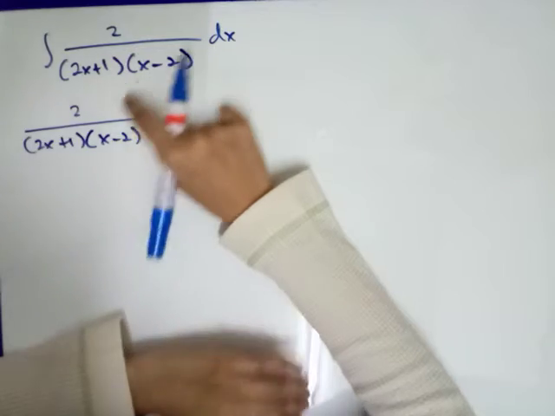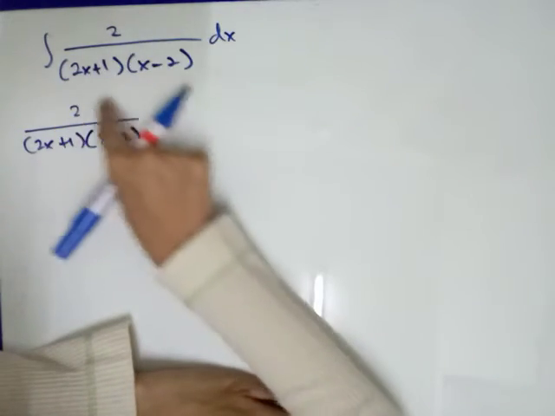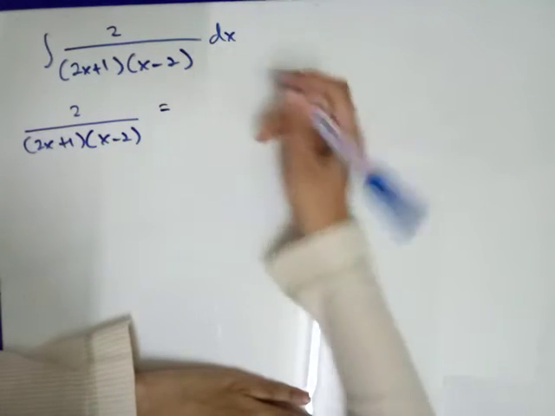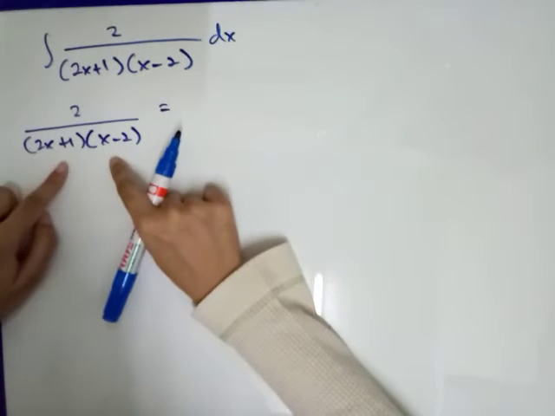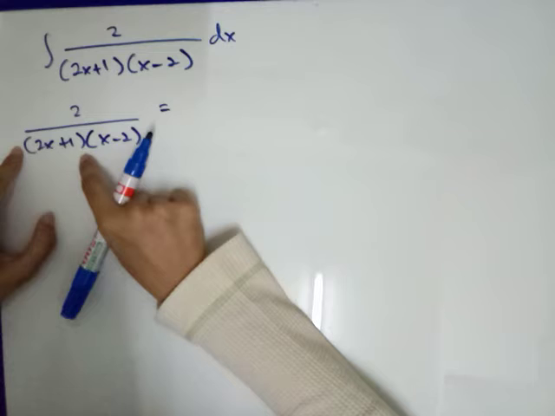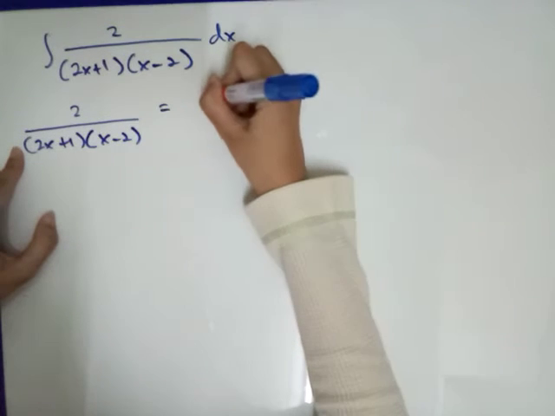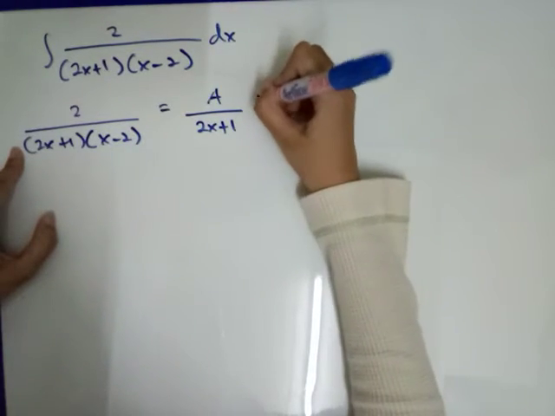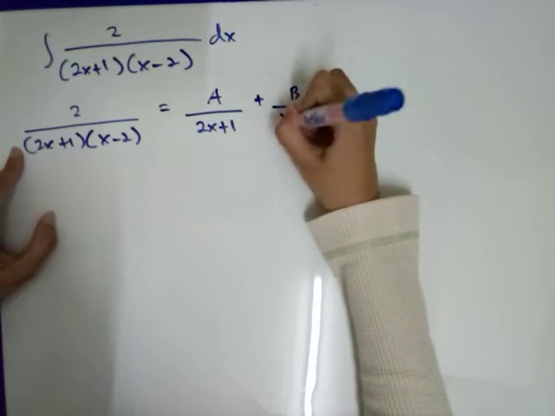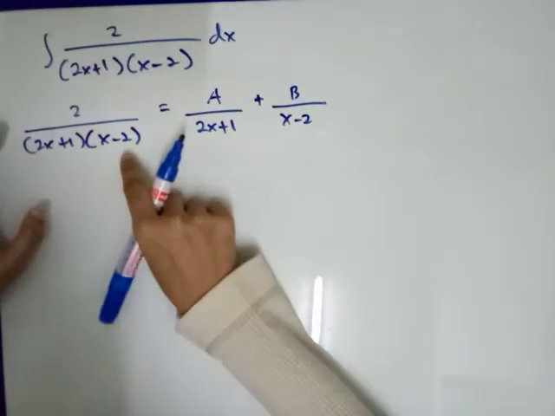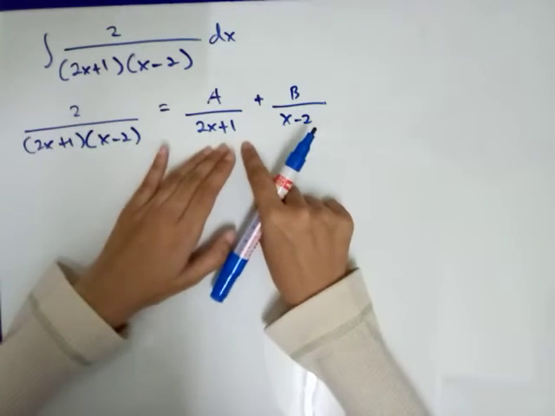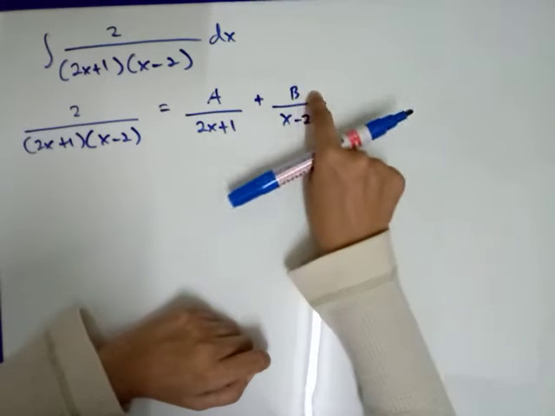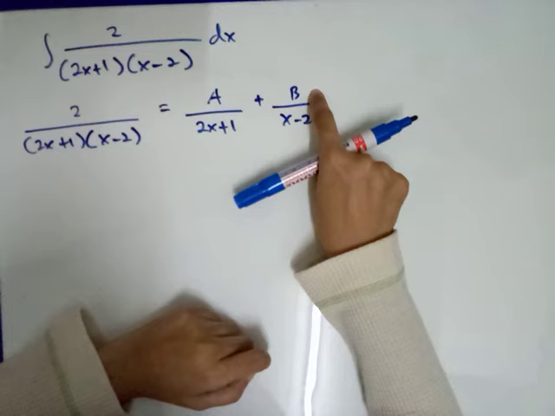So how to use the partial fraction? First we take out 2 over (2x plus 1) times (x minus 2), and then it is equal to, from a single fraction, you need to break it down into smaller fractions. A over 2x plus 1, and then plus B over x minus 2. Make it into 2 fractions. What are A and B? A and B are constant numbers.